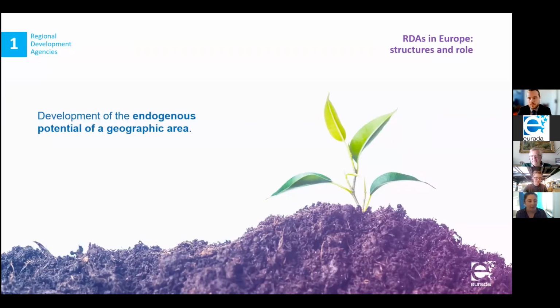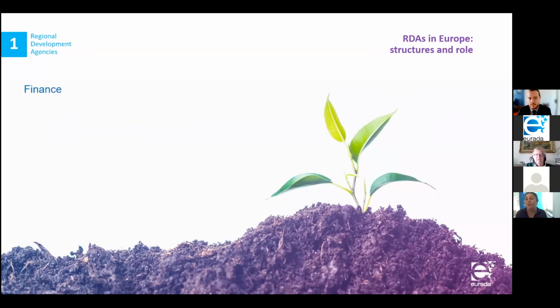So EURADA is a network organization composed of regional development agencies. We bring them into contact to work on everything that touches upon economic development. This is the theory: the development of the endogenous potential of a geographic area. Now, for those who are not familiar with economic development, what could this mean? We will show you on the next slide a few things that regional development does in a region.